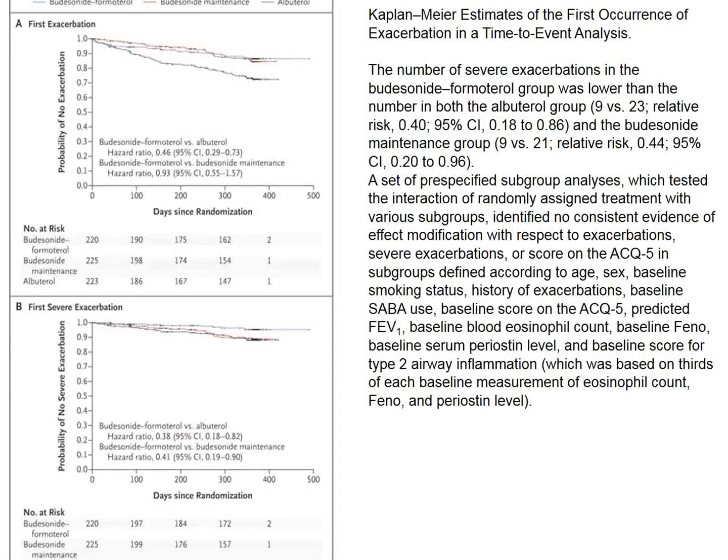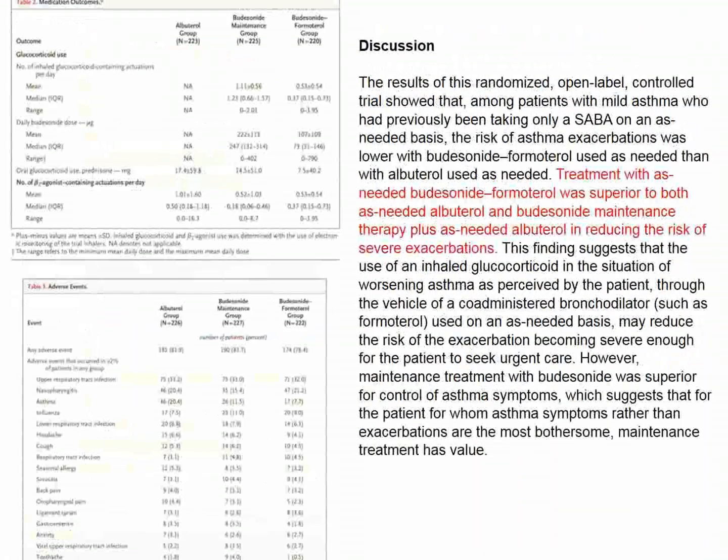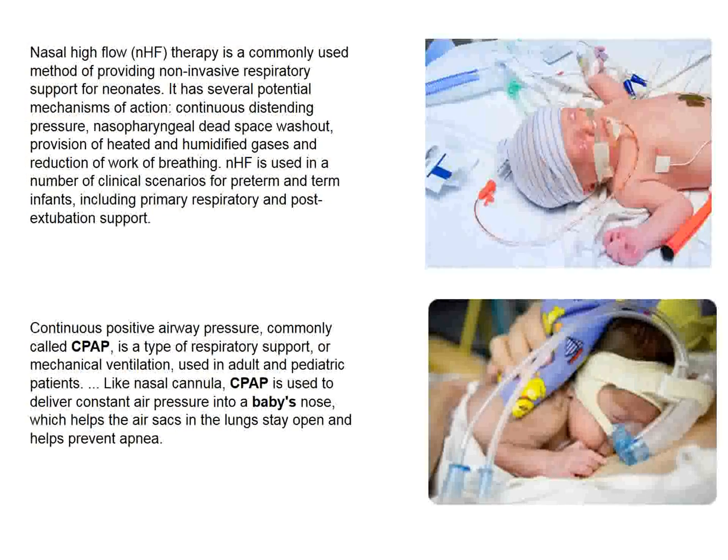So budesonide-formoterol and budesonide maintenance beat albuterol alone, but looking at it critically, it looks like budesonide-formoterol was superior to the other two groups. So you can advise your patients accordingly.